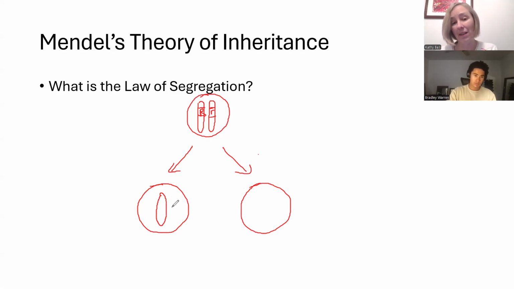Because remember, the gametes end up being haploid. They only have one copy of each gene. And so half of your gametes will have big R, and the other half will have little r. That's all the law of segregation means. Just look at the name, and it's saying, hey, you're going to segregate those two alleles that you've got into separate gametes.